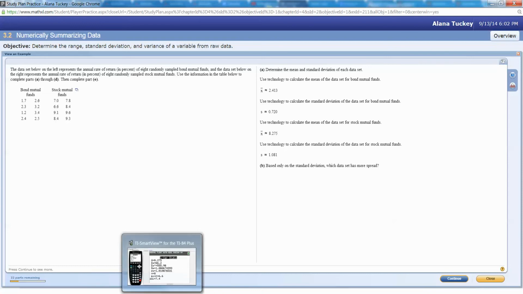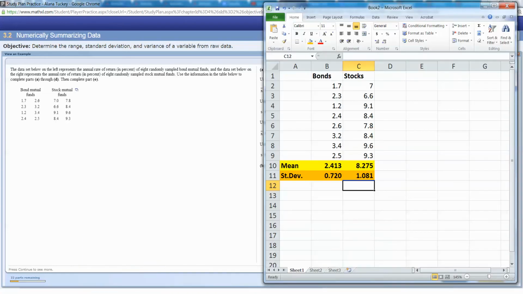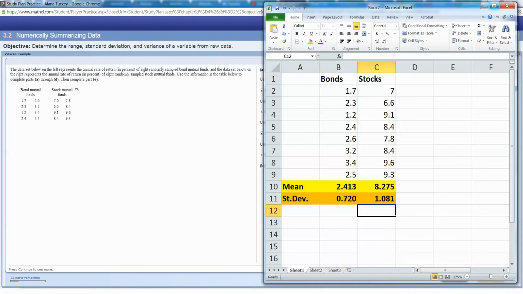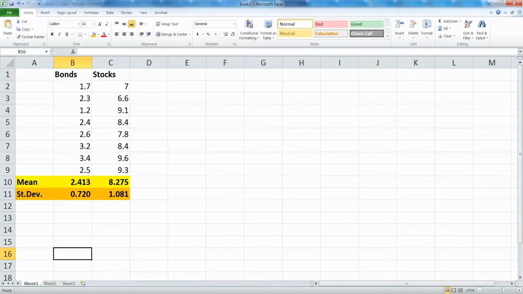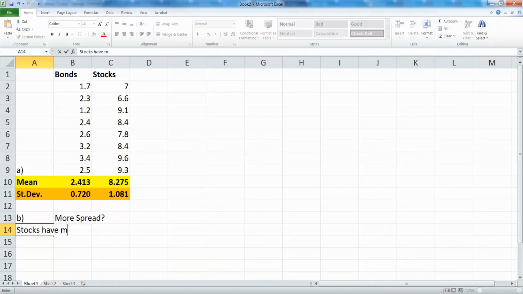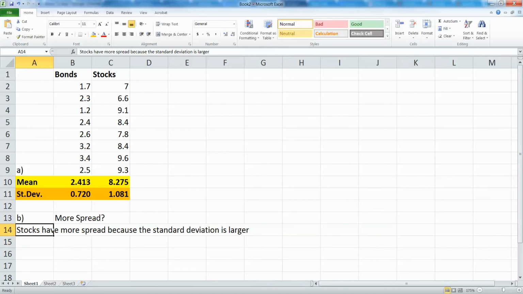Now, based on the standard deviation, which data set has more spread? Well, the data set with more spread will be the one with a larger standard deviation. So this was part A right here. Then part B, more spread? That would be the stocks, right? Stocks have more spread because the standard deviation is larger. Remember that standard deviation is a measure of spread. So the set with the bigger standard deviation has the bigger spread.